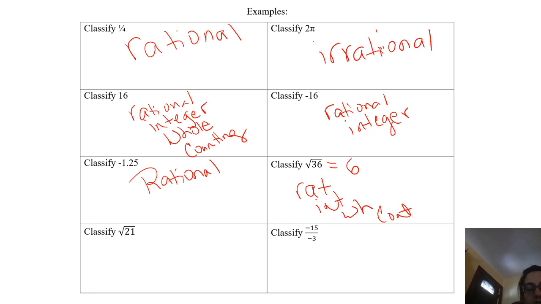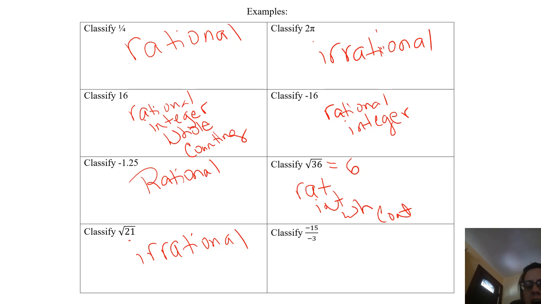All right, two more. Square root of 21. When you see the square root symbol, is it a perfect square? No. When it's not a perfect square, remember that's irrational only.